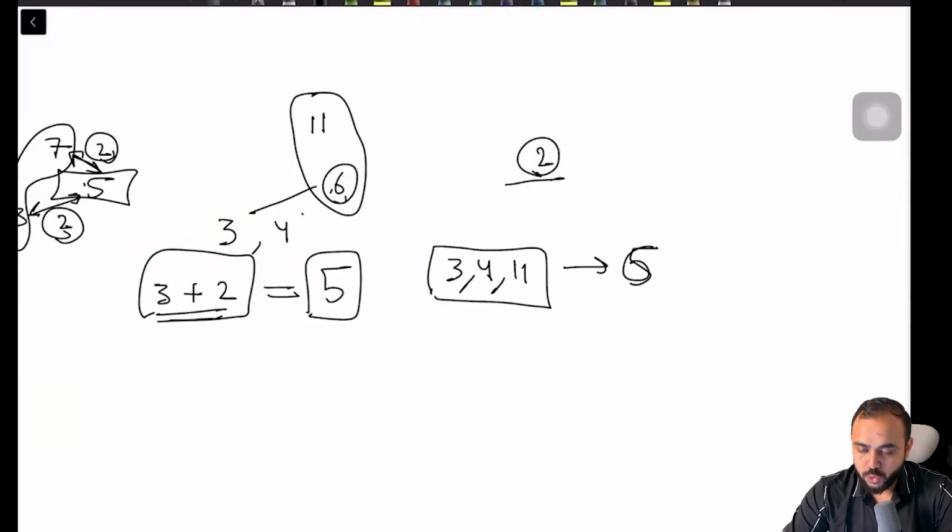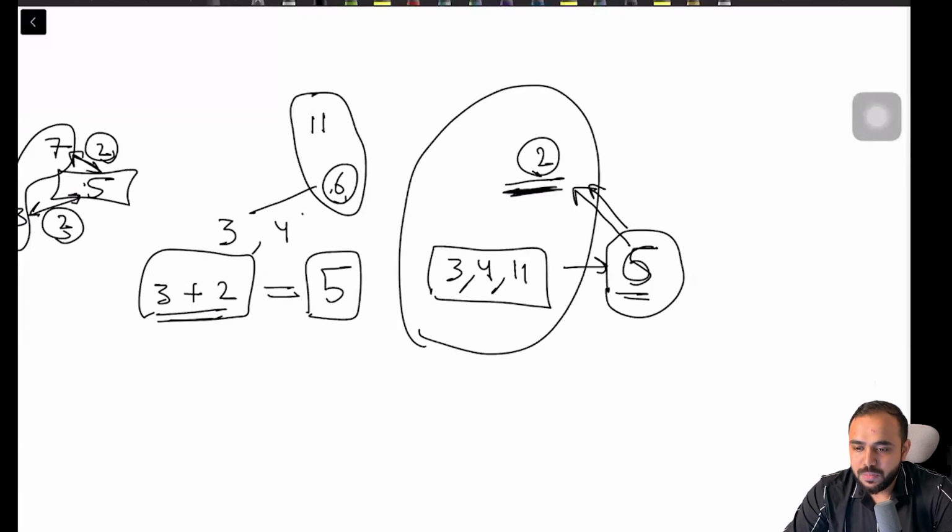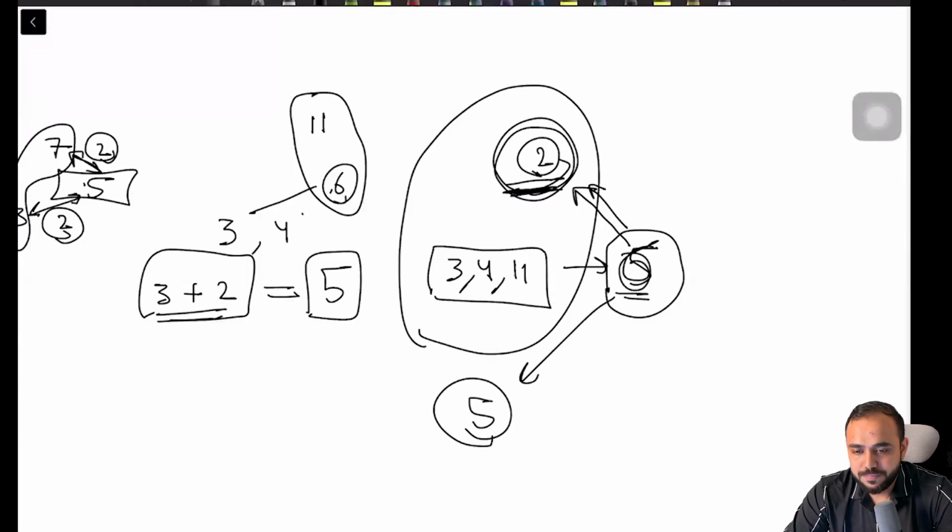Now add 2 to this data set. 2 is less than 6, 2 is a value which is lower than 6. What this 2 will do is pull this arithmetic mean towards itself and decrease the arithmetic mean. The new arithmetic mean here is going to be what? 3 plus 4 plus 11 plus 2, which is 20, by 4, which is 5. So this value of 2 decreased the average from 6 to 5.